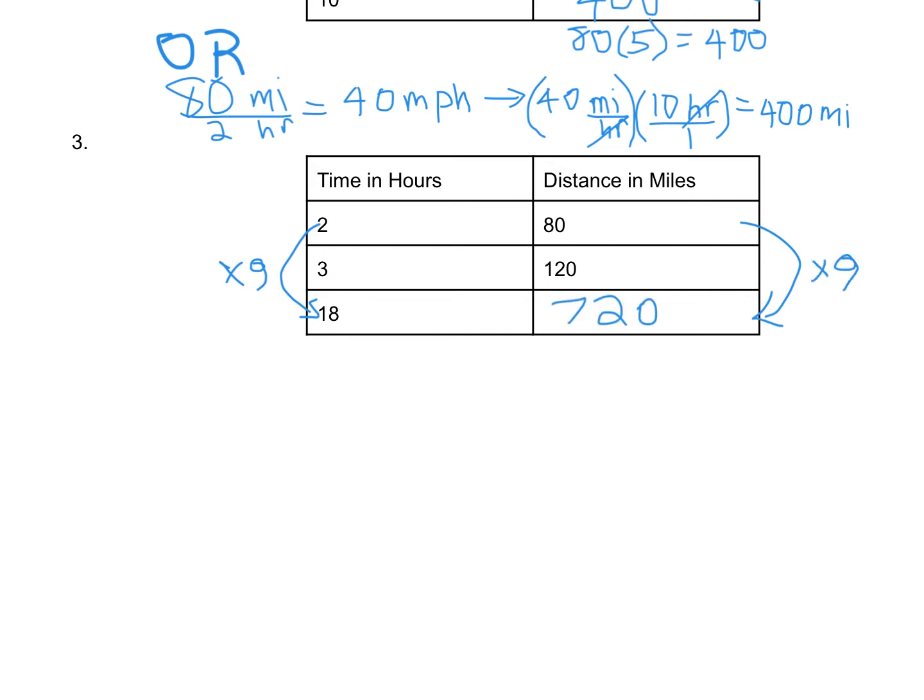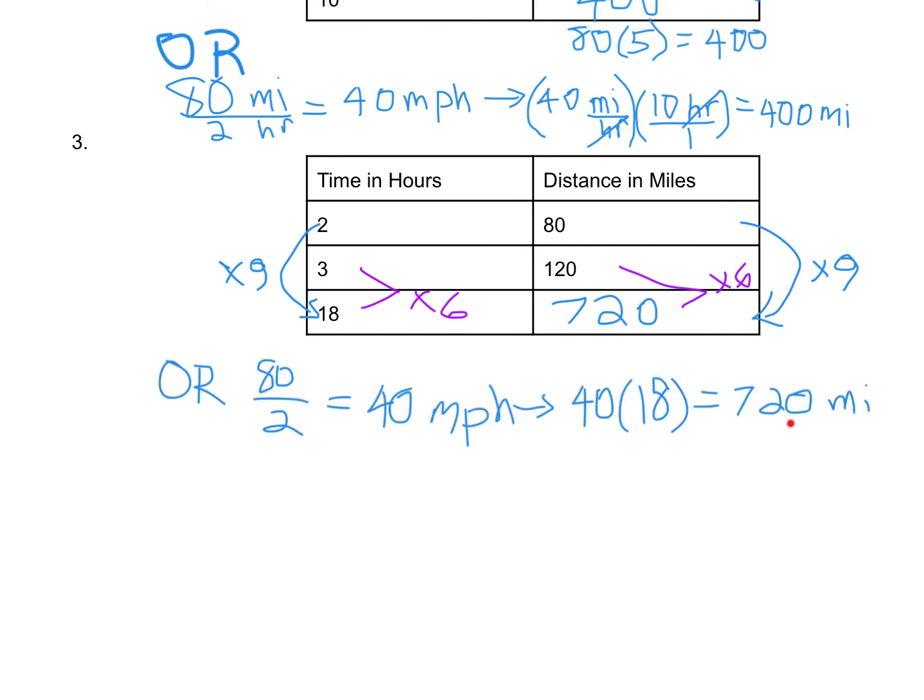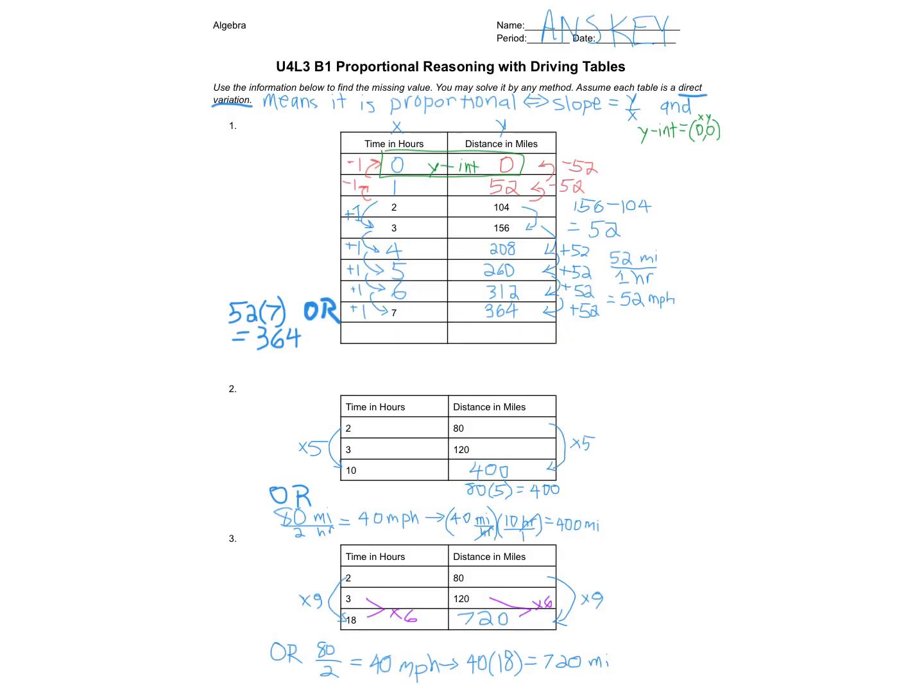miles. Another way we could have done it is to go from 3 to 18 means I'm going to multiply by 6. That means I'm also going to do 120 times 6, and that still gives me 720. Or like before, I already know that 80 divided by 2 is 40, so 40 times 18 is 720 miles. Again, 40 times 18, if you're doing this stuff in your head, is not as easy to do as just going 80 times 9 is 720. But any of those methods work.